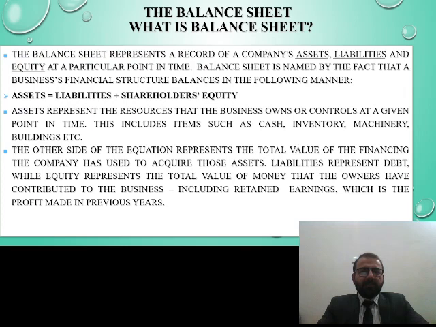Assets represent the resources that the business owns or controls at a given point in time. This includes items such as cash, inventory, machinery, buildings, etc. The other side of the equation represents the total value of the financing the company has used to acquire those assets. Liabilities represent debt, while equity represents the total value of money that the owners have contributed to the business, including retained earnings, which is the profit made in previous years.